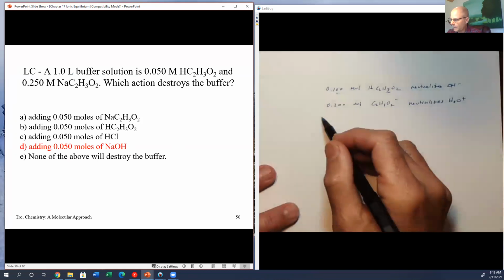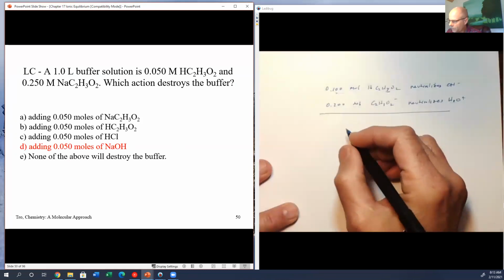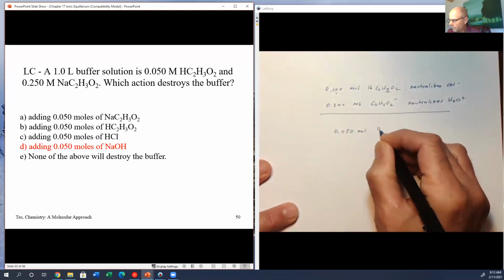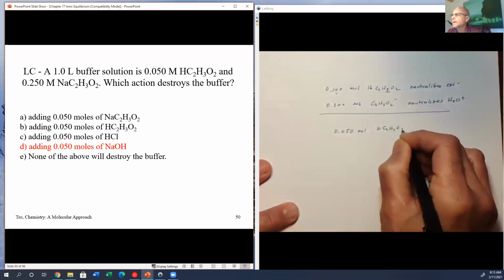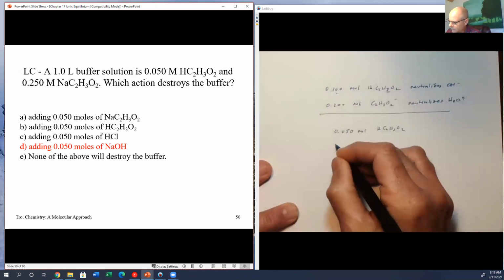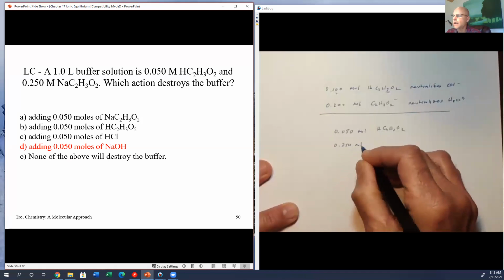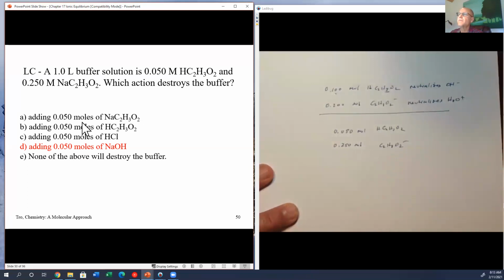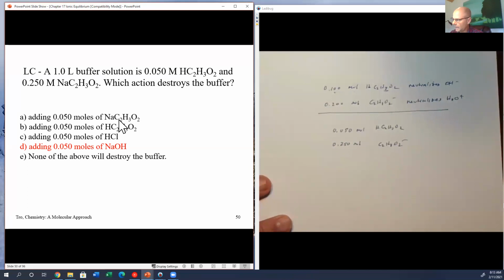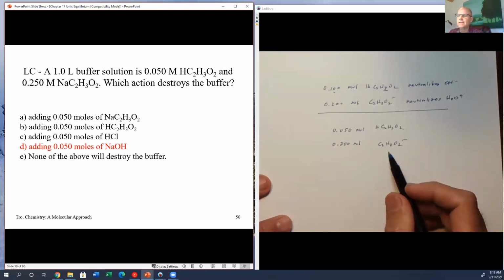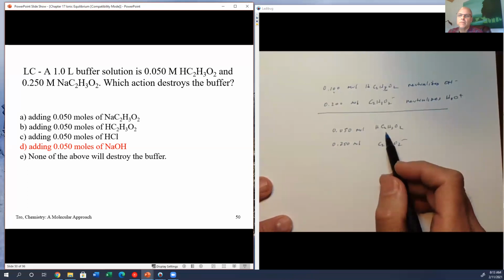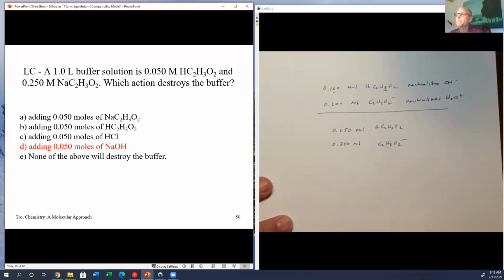All right. And again, let's think about it in the same way. I have a 1 liter buffer. So I have 0.050 moles of acetic acid, and I have 0.250 moles of the acetate ion. Okay, so if I add 0.05 moles of sodium acetate, oh, I'm just adding more of one of the buffer components. So that doesn't destroy the buffer. If I add 0.05 moles of acetic acid, again I'm just adding more of one of the buffer components. So that doesn't destroy the buffer.